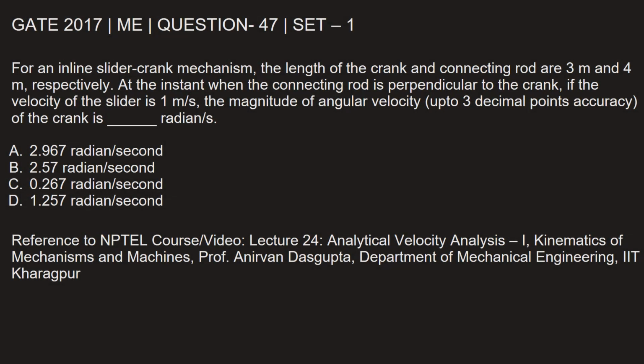This question is from GATE 2017, Mechanical Engineering Paper Set 1, question number 47. For an inline slider crank mechanism, the length of the crank and connecting rod are 3 meter and 4 meter respectively. At the instant when the connecting rod is perpendicular to the crank, if the velocity of the slider is 1 meter per second, the magnitude of angular velocity up to 3 decimal points accuracy of the crank is dash radian per second. Let's find out.